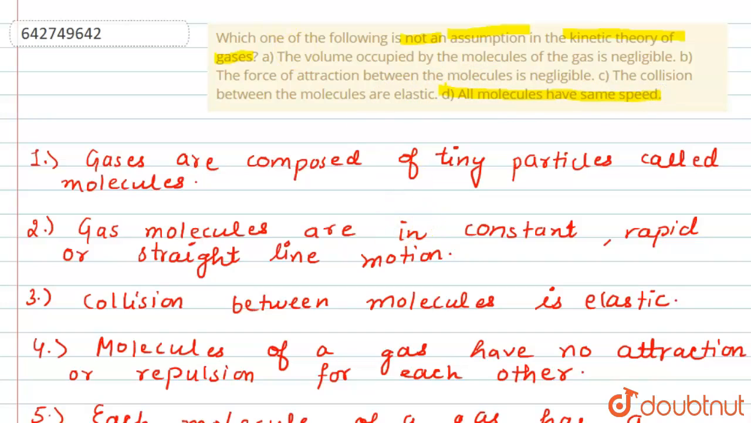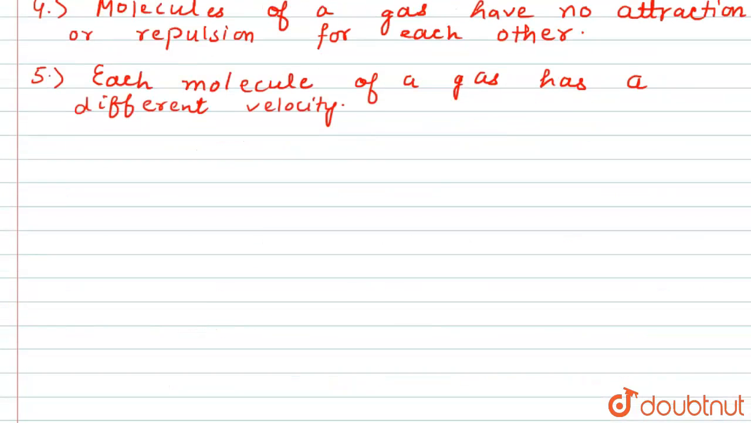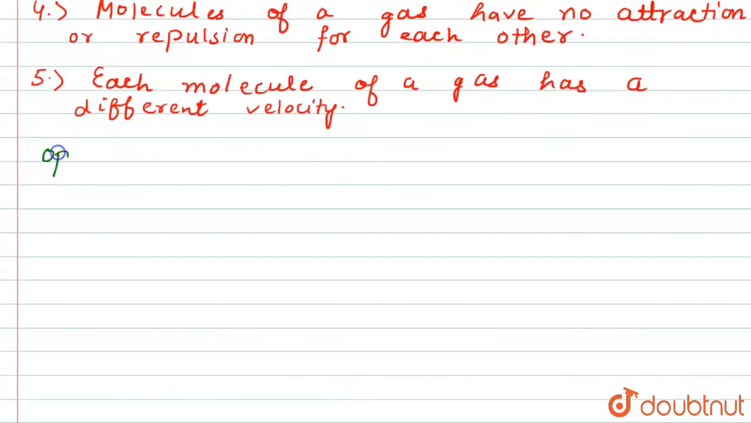They have different speeds, not the same speed. So which option is correct? Option D is the correct option. So this is the answer to this question. I hope you understood the explanation of this question.